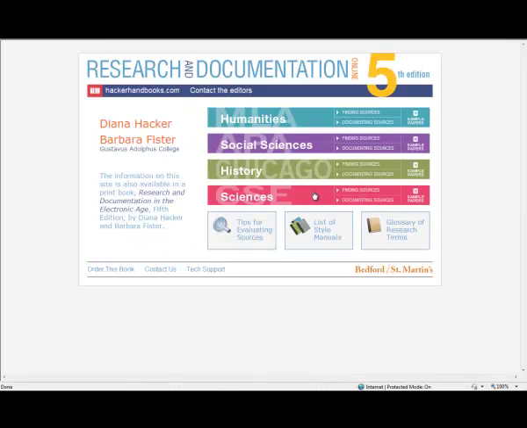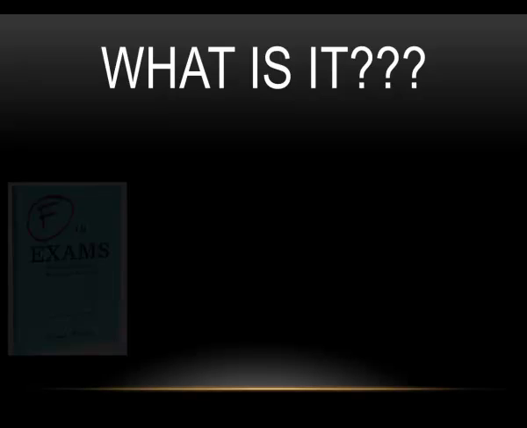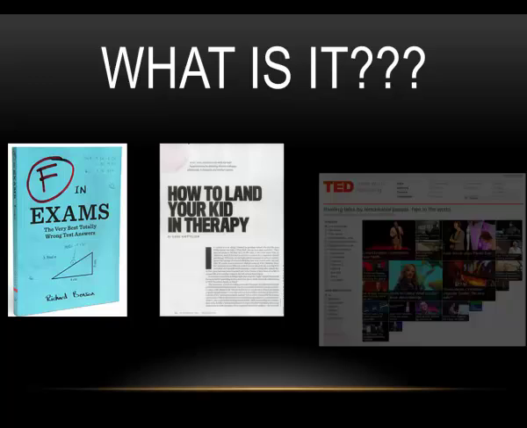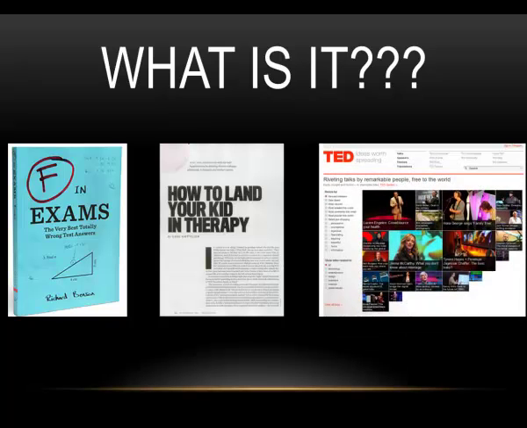The first part of creating a citation using any type of help guide is deciding what type of resource we're trying to cite. Is it a book, an article, a website? This may seem simple, but it does get complicated, especially with online resources.